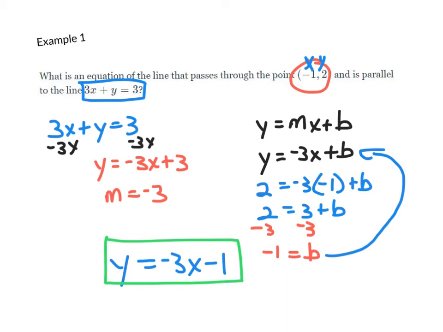Now, if you wanted to confirm that you were correct, you could always plug this equation into Desmos.com to see it graphed, and then you could plug this equation into Desmos.com as well, and you will see that both of them are graphed. They have a parallel slope, and this one crosses through the point negative 1, 2.